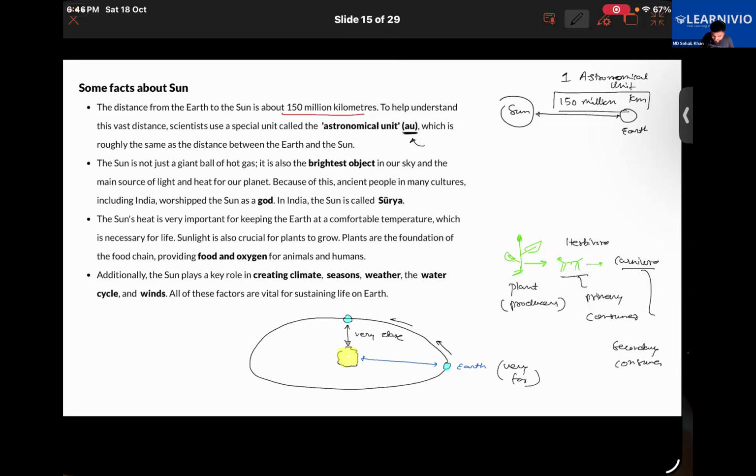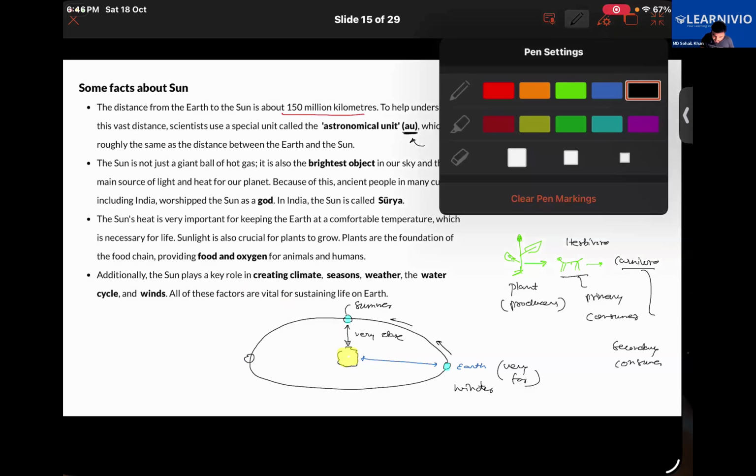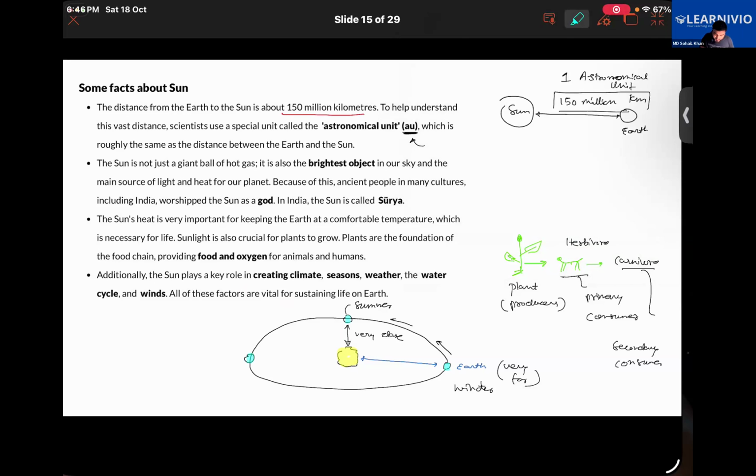So very far means that Earth is not getting sufficient amount of sunlight. So thereby it will be winter, and here it will be summer. So sun is playing an important role in this. This month also winter, yeah. Winter is about to start, almost about to start.